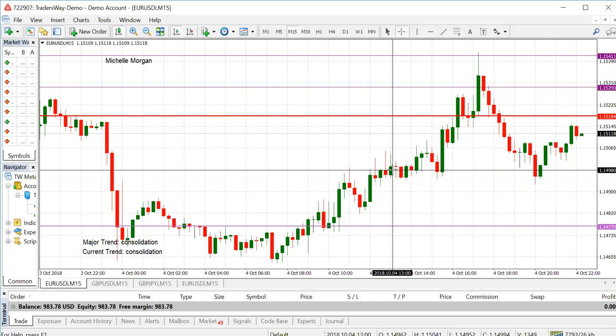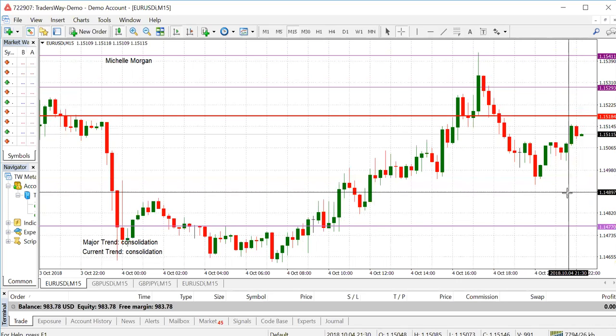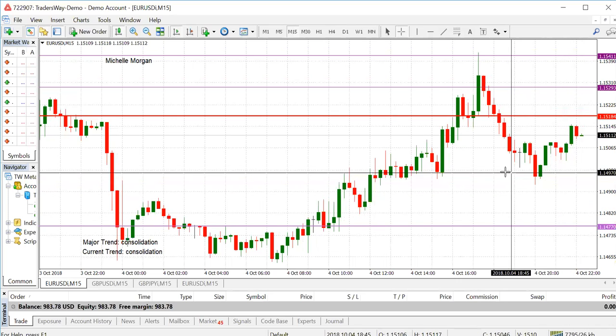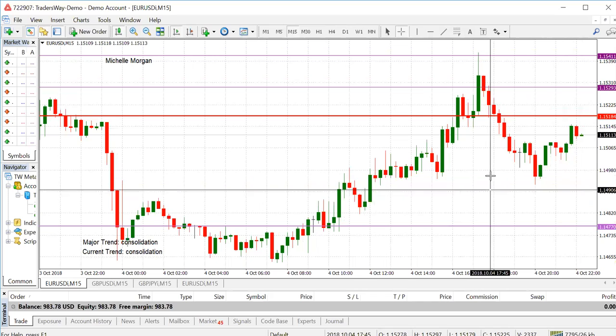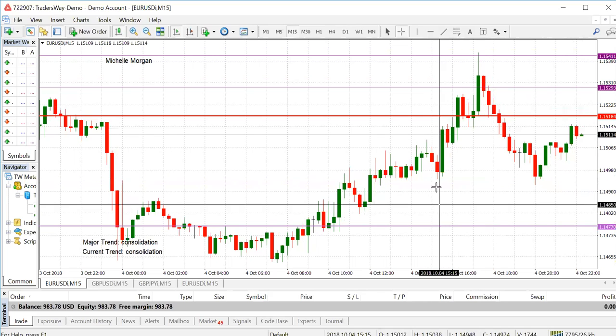So I'm not doing 1.14980 and then the other one is 1.14900 right here, because that's 8 pips, and that's quite a bit of pips for a stop loss. A support and resistance line.